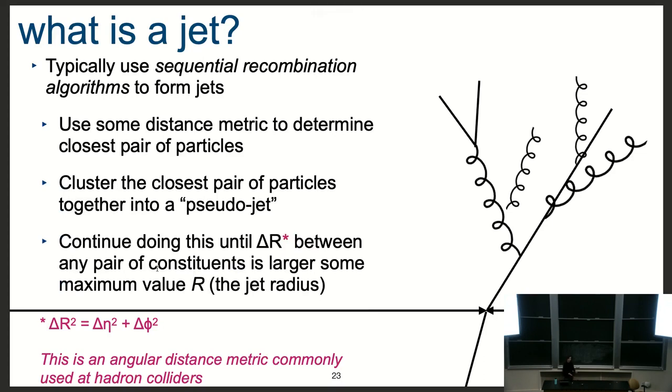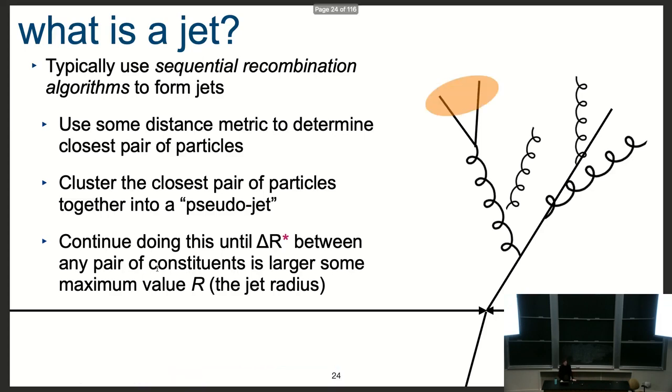So once we have any distance metric, it doesn't matter what it is, the way this works is you cluster the pair of particles that are closest into a pseudojet. So looking at this event, maybe we say that these are the two closest particles based on an angular distance. And we cluster these together, and we're left with a single particle. So we have n minus one particles that we are now using in our clustering algorithm.